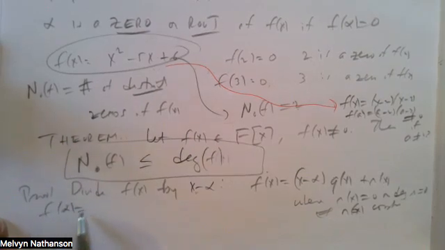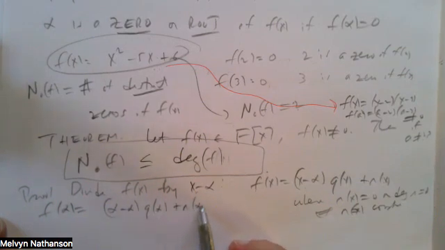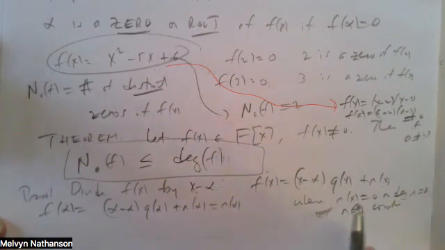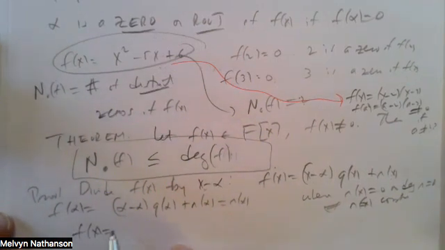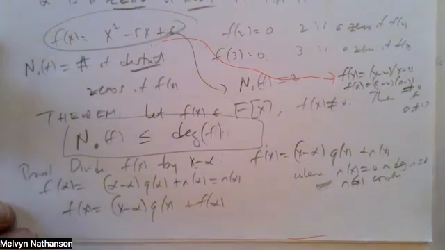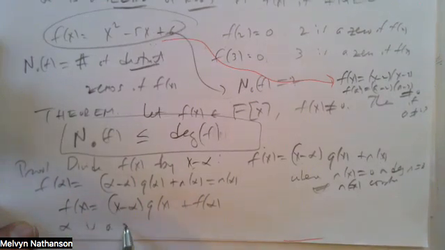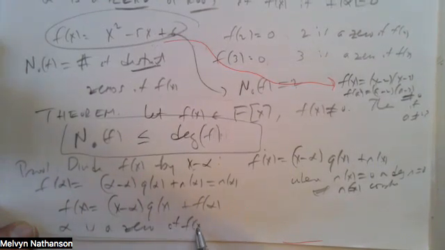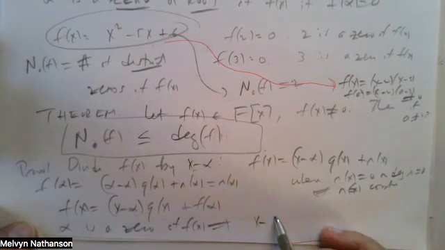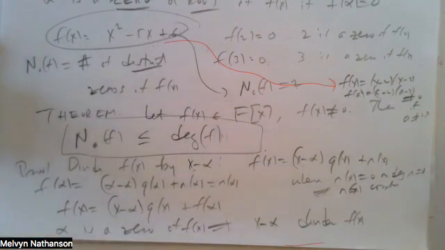You compute f of alpha. This is 0, alpha minus alpha, q of alpha plus r of alpha. That's r of alpha. So in fact, f of x for any alpha is x minus alpha, q of x, plus f of alpha. So if alpha is a 0 of f of x, that means x minus alpha divides f of x with no remainder.